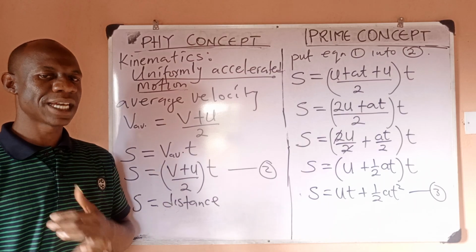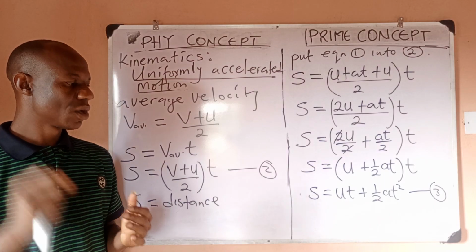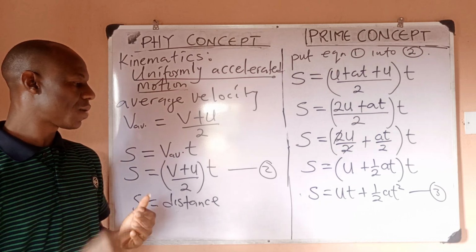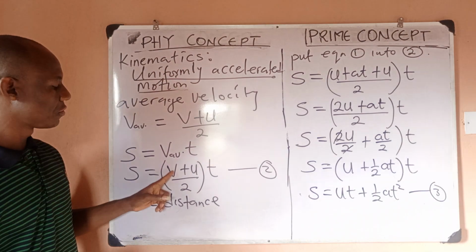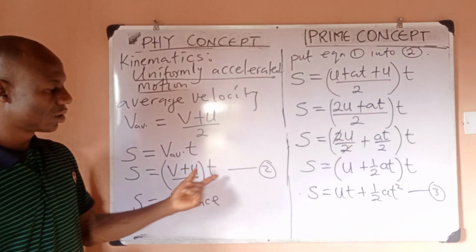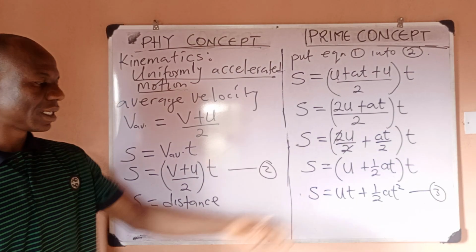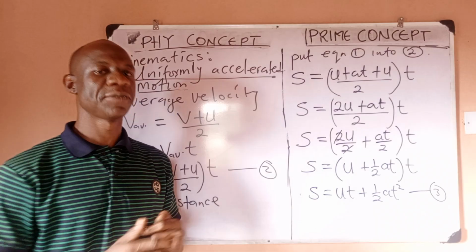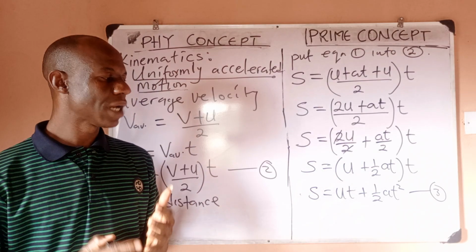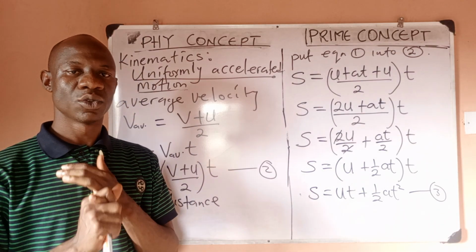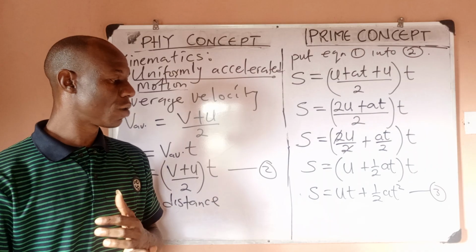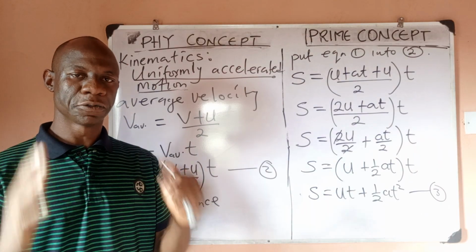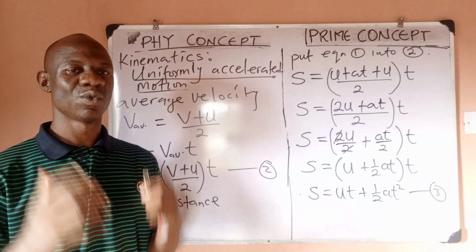So we have been able to get 3 equations. One of them is v equals u plus at. The other one is s equals (v + u) over 2, multiplied by time. Then this is the third one. So I'll be stopping here. In my next video, I'm going to show you how we can derive the other 2 equations. We have 3 already, and we have 2 more equations, so we have 5 equations of motion we would be considering.